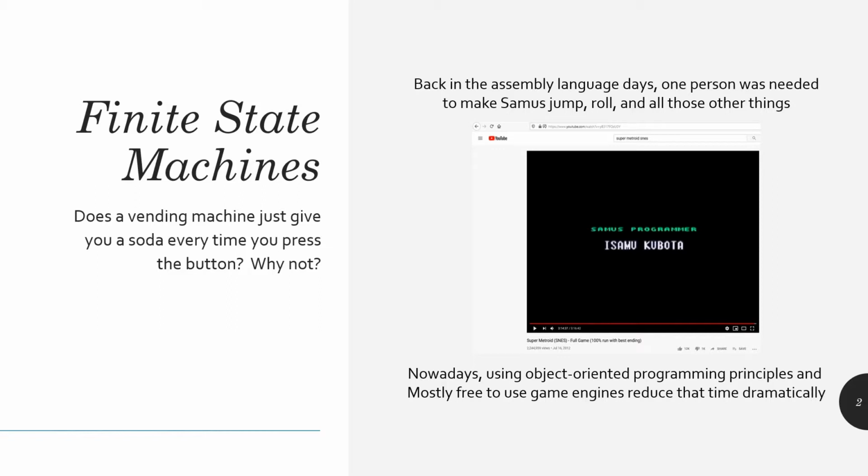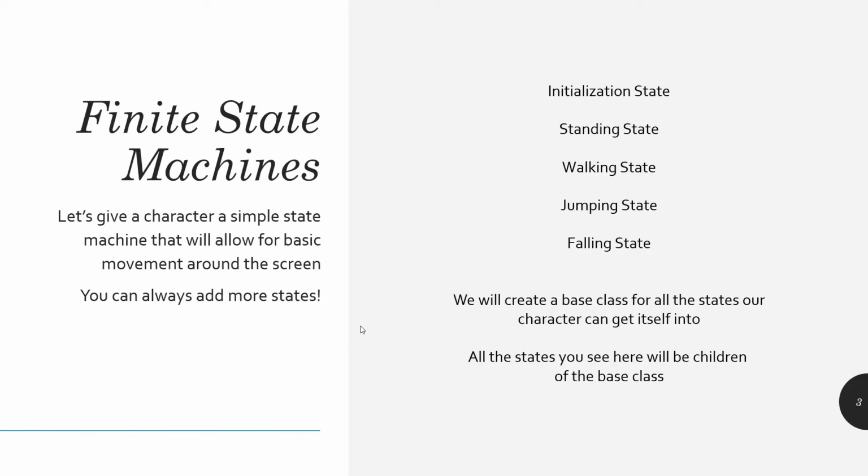Object-oriented programming and mostly free to use game engines like GameMaker, Unity, Unreal, and Crysis, and all those other engines, generally reduce that time dramatically because technology has advanced to the point where we don't have to put as many details in and work as hard. We can work smarter, not harder. So what we're going to do here is set up a very simple state machine for a character. I'm not going to call it Samus. It's just going to be a very bland colored box. And we're going to set up these different states.